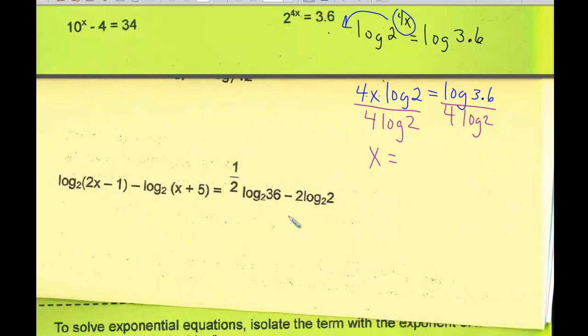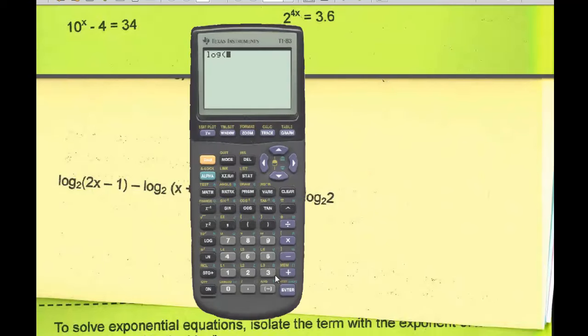And this is what we put into the calculator. Log of 3.6 divided by log of 2. Get our answer of 1.8479, but remember I still have to divide by 4. And the answer is 0.46, round this up, 462 thousandths.